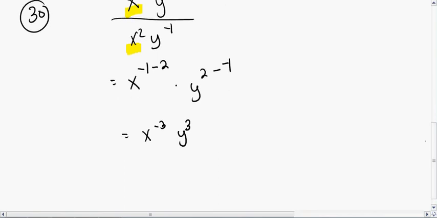Now I'll use negative exponent rules and move that x to the negative 3 into the denominator. I'll be left with y cubed on top and x cubed on the bottom.